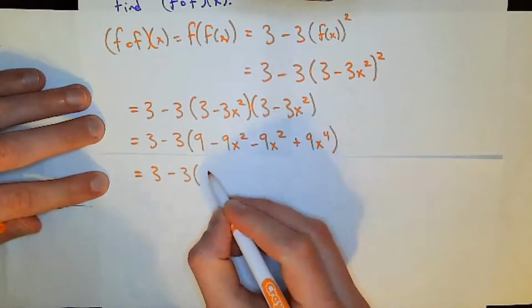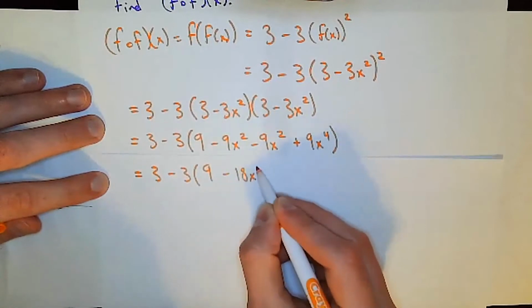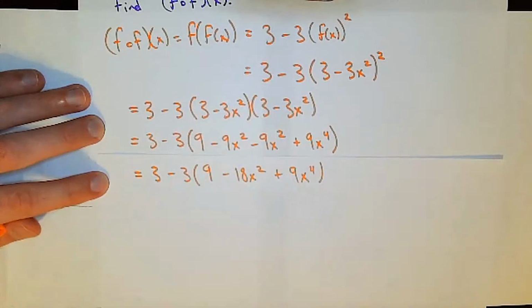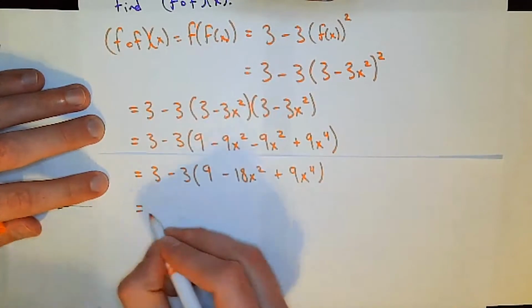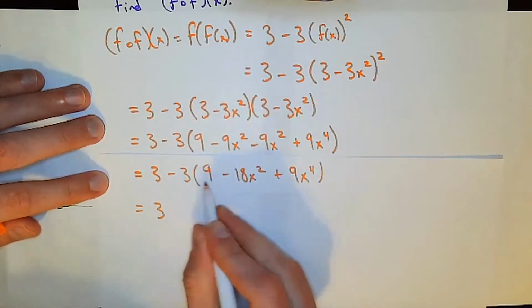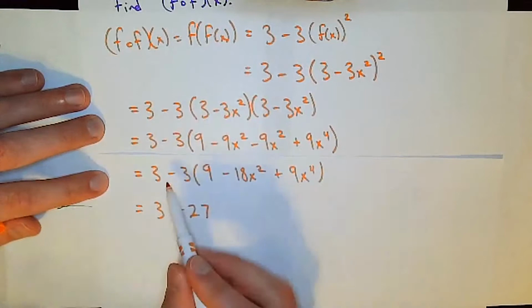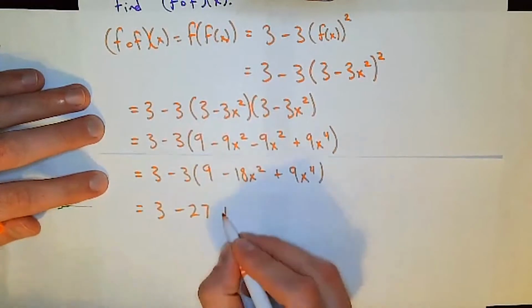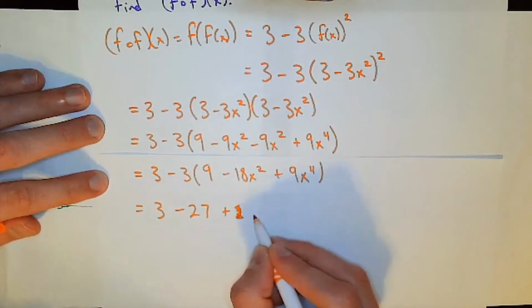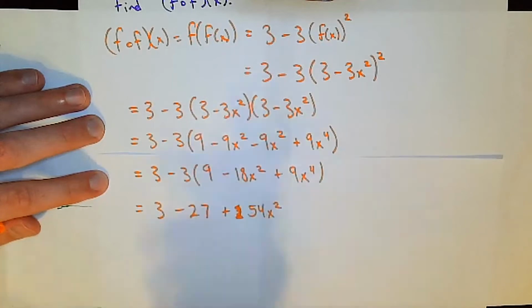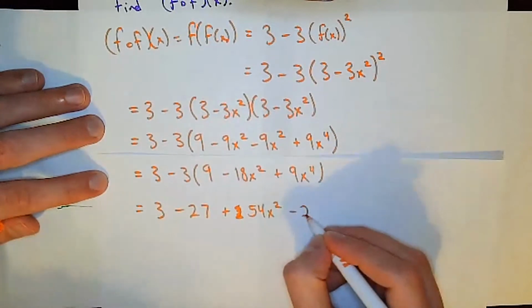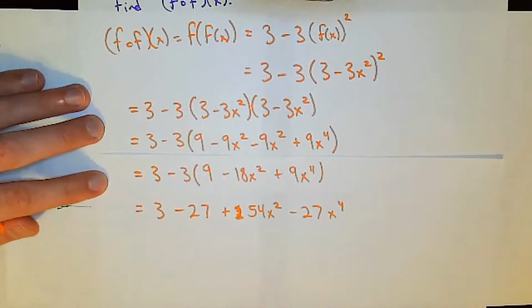Going to combine some like terms inside the parentheses here. Those two negative 9s double down to make a bigger negative, in particular a negative 18. Right? Okay, now I'm going to send this negative 3 in. So negative 3 times 9 is negative 27. Negative 3 times negative 18 is positive 54. I don't know why I wrote a 2. 54x squared. Then negative 3 times this line will give me another negative 27 with that x to the fourth attached.